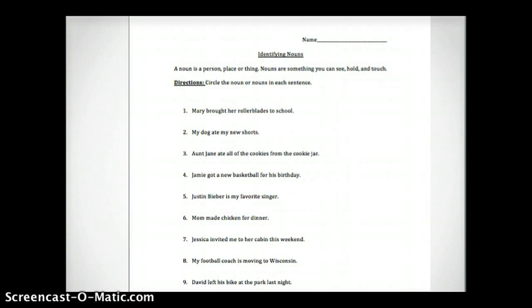It looks like everyone has finished their worksheet, which is great. For review, can someone tell me what a noun is? We'll call on a student who has his or her hand raised, and they would say a person, place, or thing, or something you can see, hold, or touch. You are exactly correct. A noun is a word for a person, place, or thing. Everything we can see, hold, or touch is a noun. We will review this again tomorrow and also learn the different types of nouns.